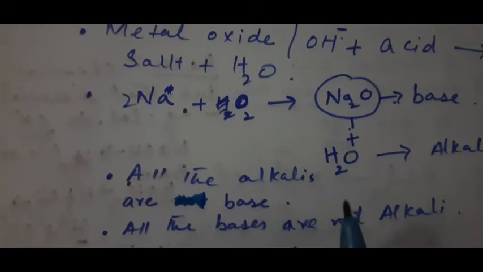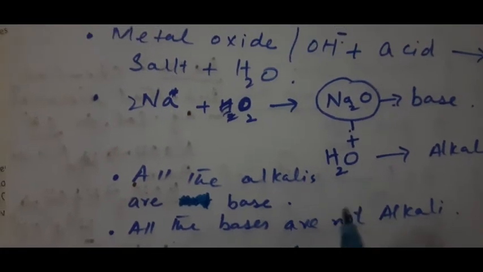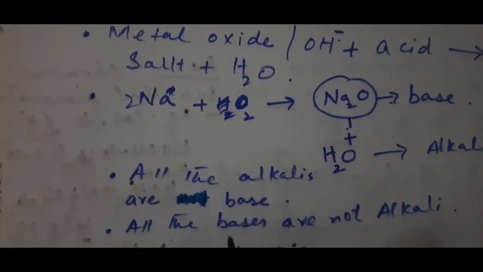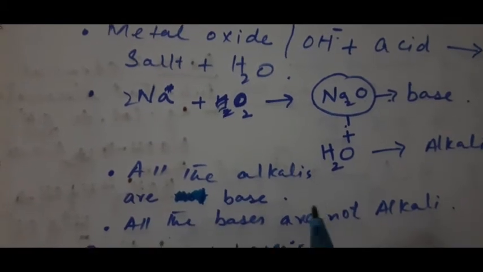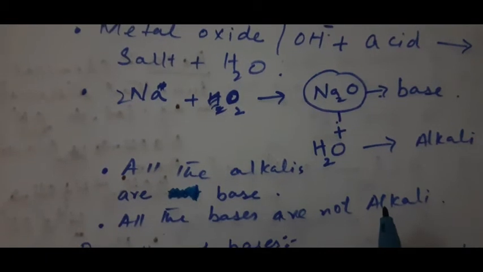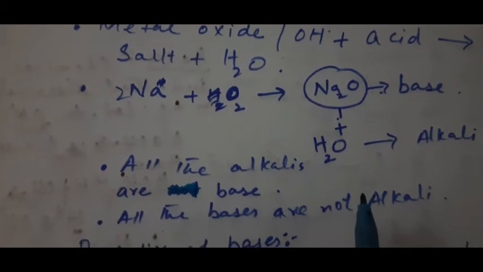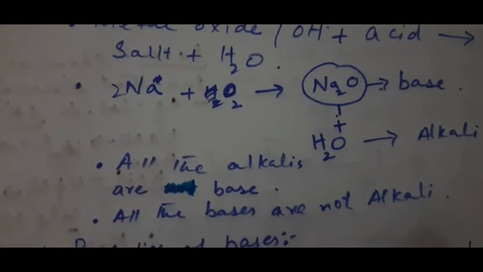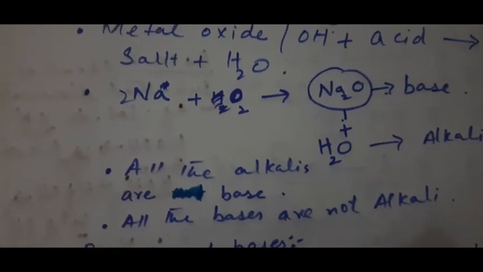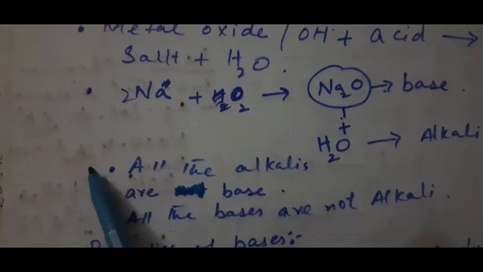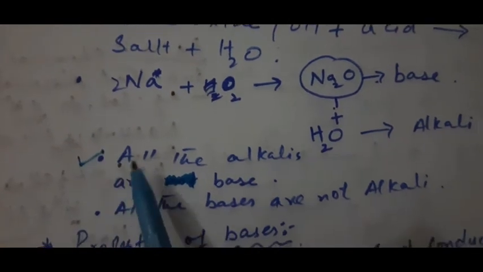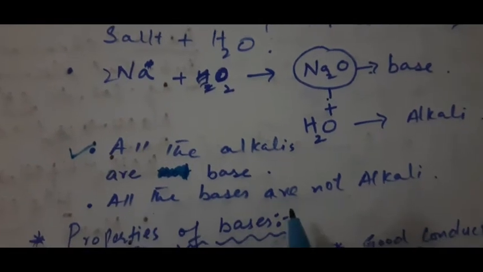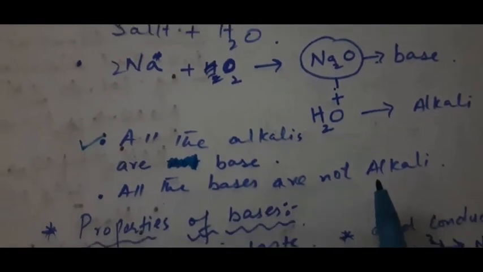But for the preparation of alkali, first we have to prepare the metal oxide. So metal oxide, or we can say base, is mandatory for the alkali, but it's not mandatory that all the bases form the alkali. This statement is very important. You have to learn this. All the alkalis are bases, but all the bases are not alkalis, right?